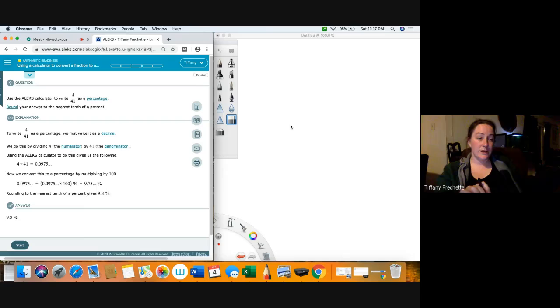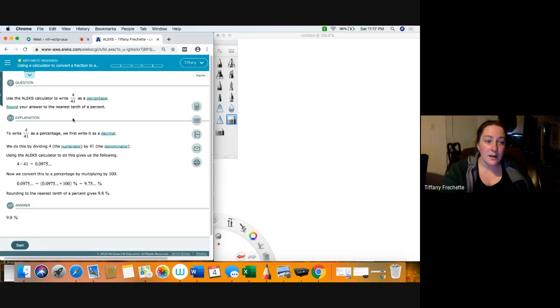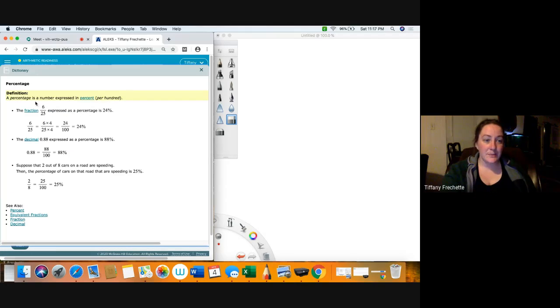Okay, so we are going to work on using a calculator to convert a fraction to a rounded percent. Sorry, I have to click on that in order to see the whole thing there. So it says use the ALEKS calculator to write 4/41 as a percentage. I do hope everybody knows what percentage means at this point. So percentage is a number expressed in percent. That's not the greatest definition because they're using the word as a part of the definition there. But this is a percentage down here, so 24%.